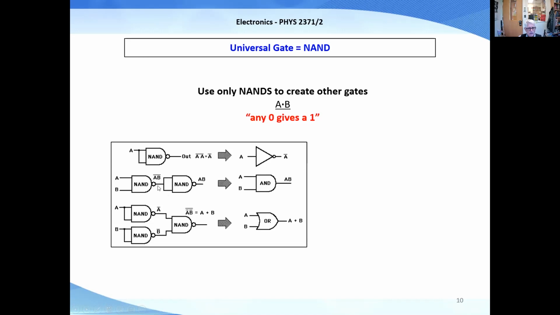I'm sorry, it's a NAND with 2 circles on it. So that gives you an AND. One NOT changes it one way. When you have 2 NOTs, then it changes it back to the original one. And then you can make an OR gate, but it takes three NANDs to do that.